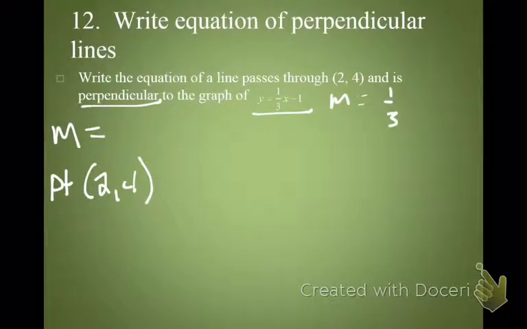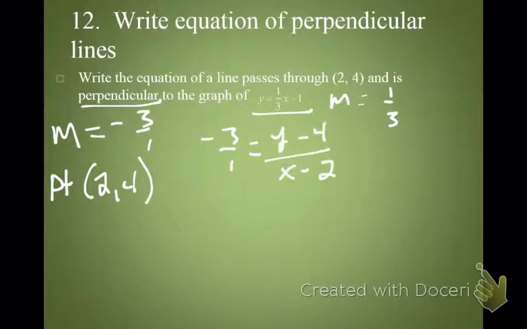okay, so since the slope for this line is 1/3, and our line is perpendicular to that one, then our slope is going to be -3/1. So we get the slope formula. -3/1 is equal to, just like before, y minus y over x minus x, but we have a y and an x to plug in. So we get y minus 4 over x minus 2.